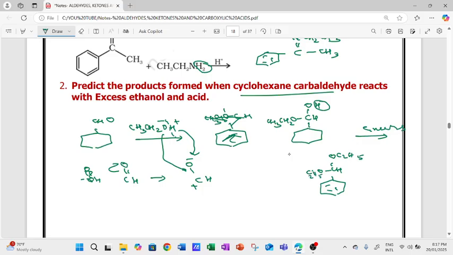So more questions you have to practice. So these are some of the important topics which come under the chemical properties of aldehydes and ketones.